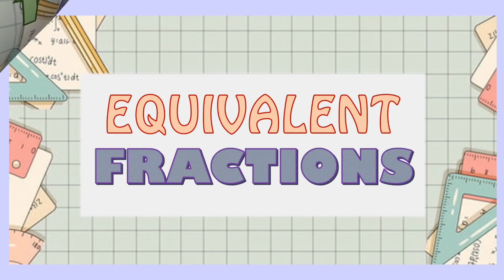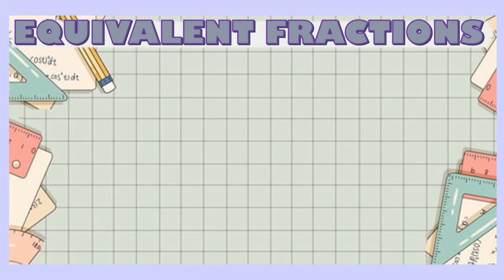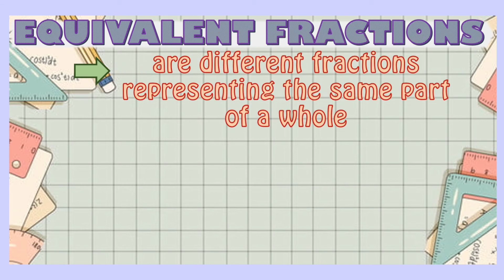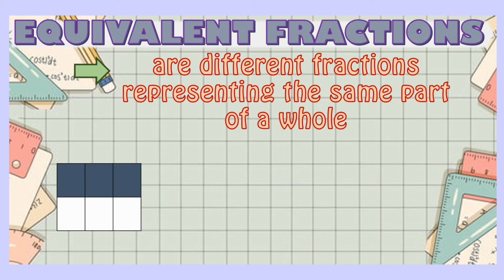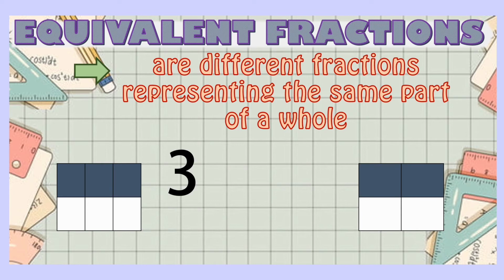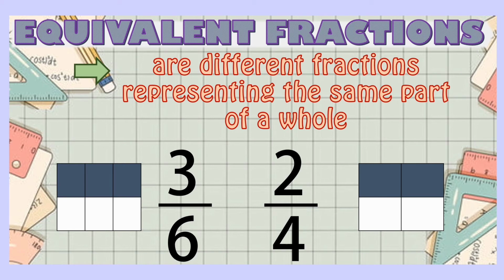Next is equivalent fractions. Equivalent fractions are different fractions representing the same part of a whole. So they may differ in numbers, but they represent the same part of a whole. For this example, we can see that we have two different fractions, but as we focus on the figure shown, both fractions represent half of the whole. So, they are equivalent fractions.